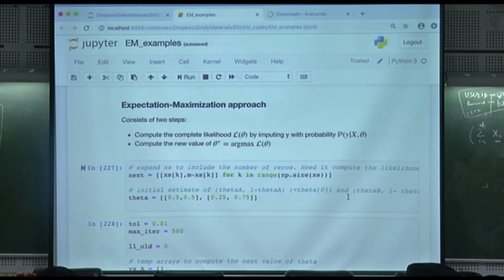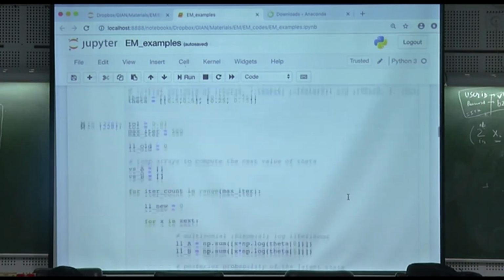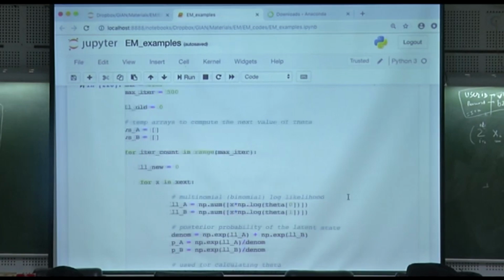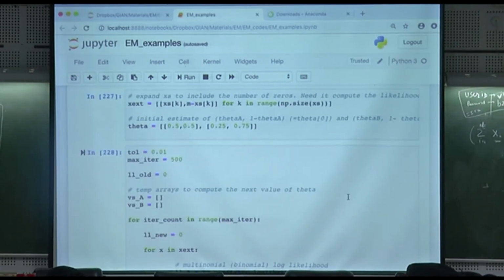There's a function called np.random.rand which generates a number between 0 and 1. Pick that to be some number between 0 and 1. That will start off the thing. Here I'm just taking it to be 0.5, 0.5, 0.25, 0.75. I'm putting a tolerance which I'll use later, which is my convergence tolerance. If things don't move by 0.01, I'm just going to stop. If my log likelihood doesn't improve by the amount of tolerance, I'm going to stop. The number of iterations that I'm choosing are 500. I'm starting from a log likelihood value of 0, and I'm going to compute from there.